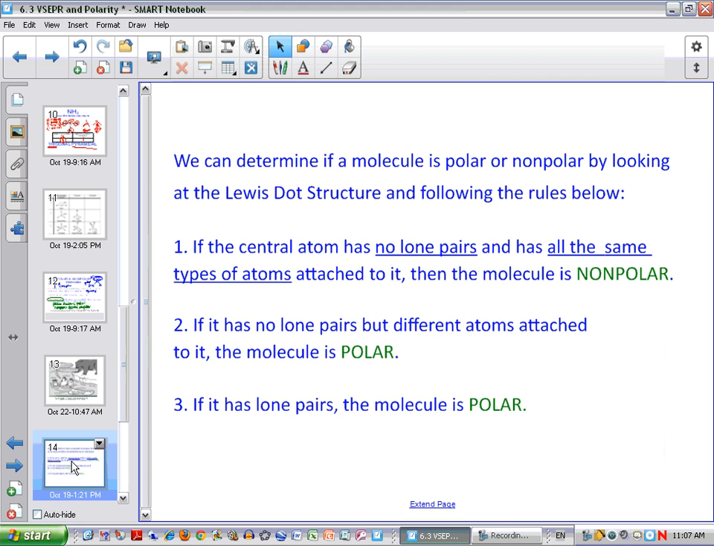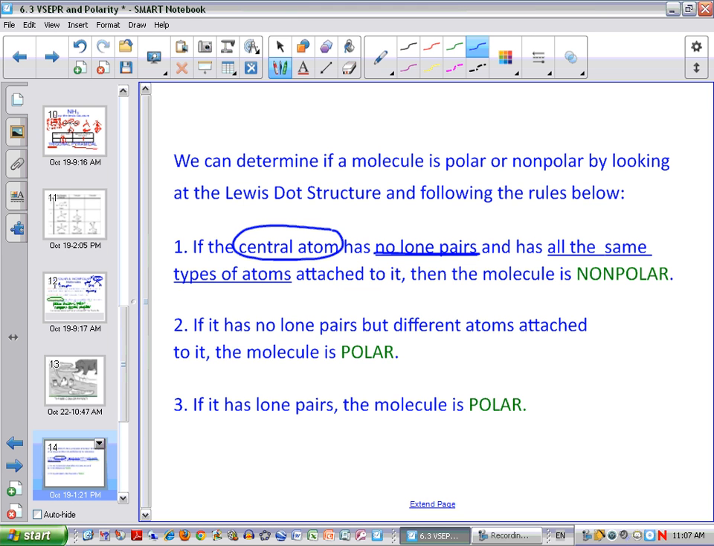So how do we know if something's a polar or nonpolar molecule? Remember, to find if a bond is polar or nonpolar, we look at the difference in electronegativity. But if it is a molecule, we're going to look at that central atom again. If it has no lone pairs attached to it, and every atom attached to it is the same atom, it doesn't necessarily need to have the same number of bonds, but the same atom, so they're all oxygens or they're all carbons, it's going to be nonpolar. If it has no lone pairs, but everything attached to it is not the same, therefore you don't have that symmetry, you will be polar. And if it has lone pairs on that central atom, it's automatically polar.